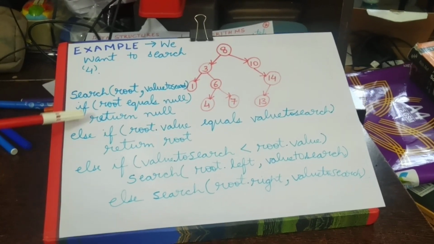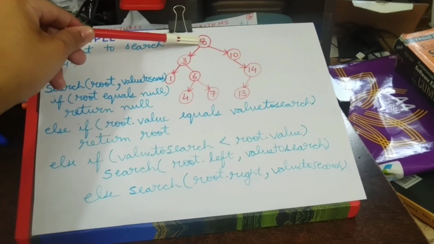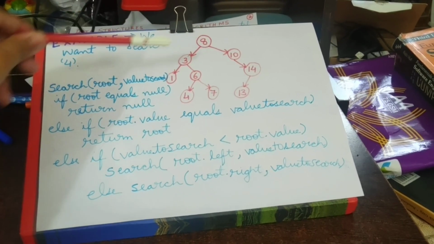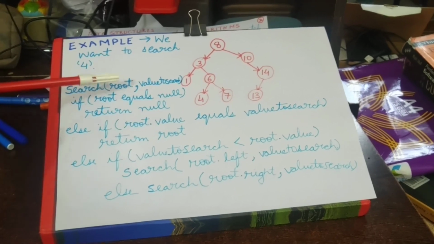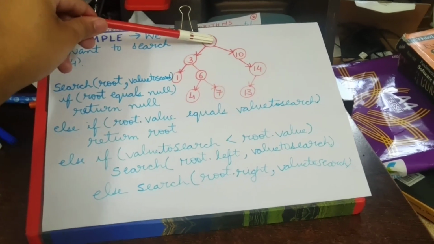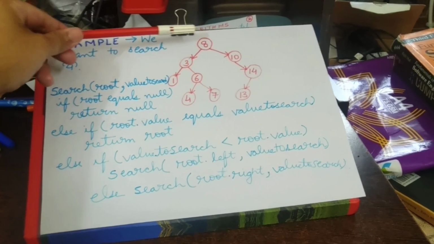If root equals null, if the root's value becomes null, empty, then it will return null, meaning it will return empty. If we get null right here, what will we return? So the value will be null.